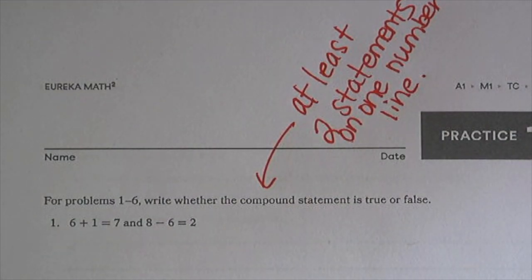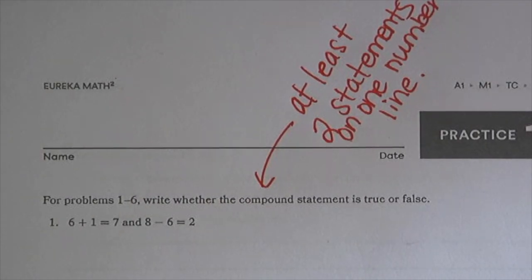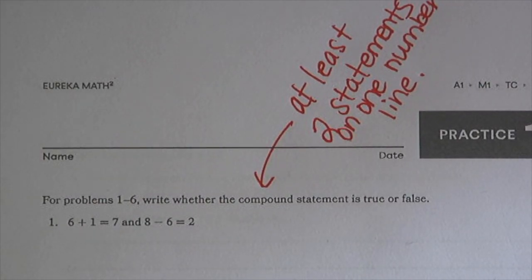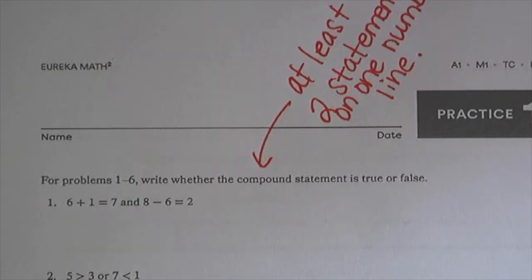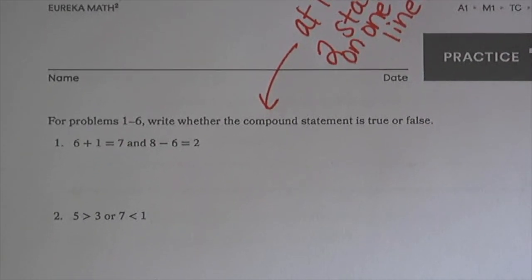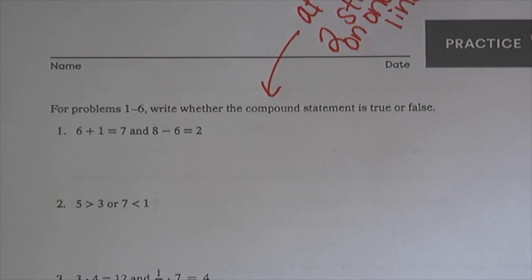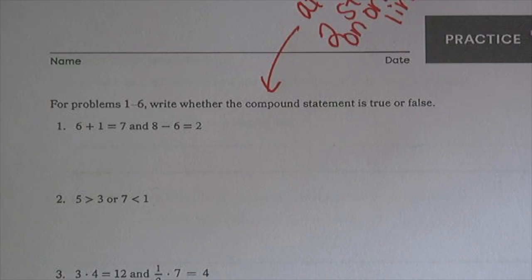Feel free to pause this video at any point if I seem to be moving too fast, but I want to keep the video at a good rate so that you can get through the whole video without taking up too much of your time. So for problems 1 through 6, write whether the compound statement is true or false. In math, things are very definitive. Either something is true or it is false. There is literally no in between.